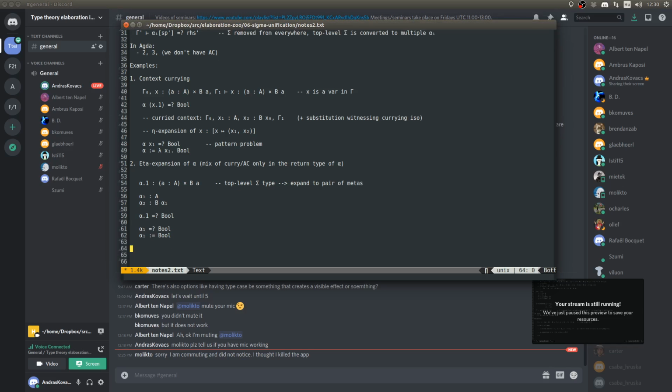Okay, so we can view it as kind of an axiom of choice, or we can also view it as a kind of currying, because we have a sigma in the meta context, but we can convert it to a twice extended meta context. So sigma meta context becomes twice extended meta context.